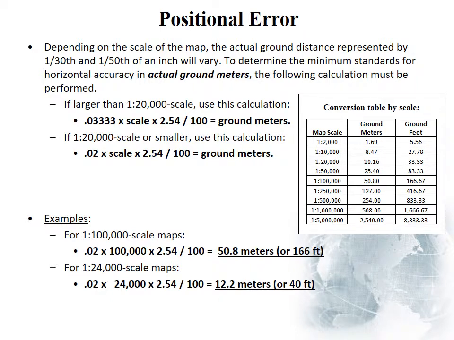Okay, and below, a couple of examples for 1 to 100,000 scale maps. The allowable error for 90% of the sample locations that we might take on a map should be within 166 feet horizontally of where they are in the real world. And for 1 to 24,000 maps, to repeat it again, they should be within 40 feet of those locations. Or to use the more scientific measurements, for the 1 to 100,000 map, 50 meters. For the 1 to 24,000 map, 12 meters is the allowable error.